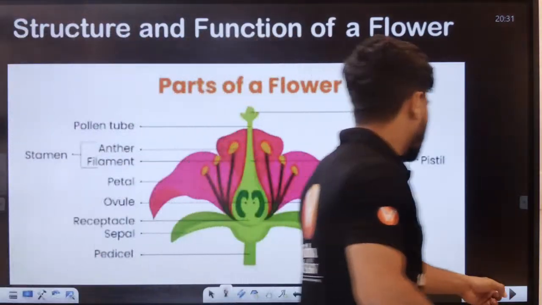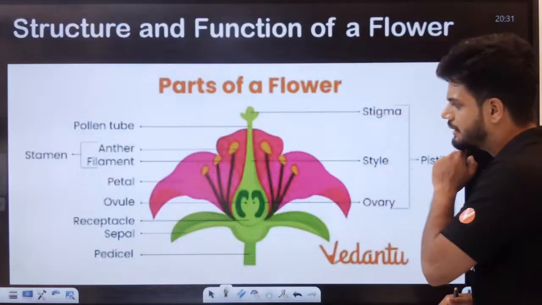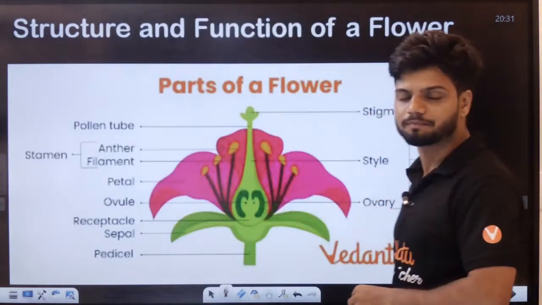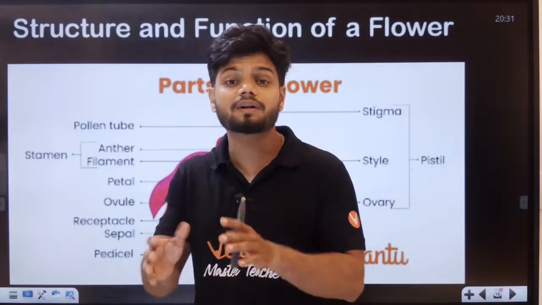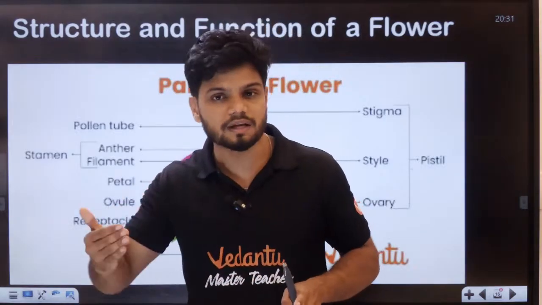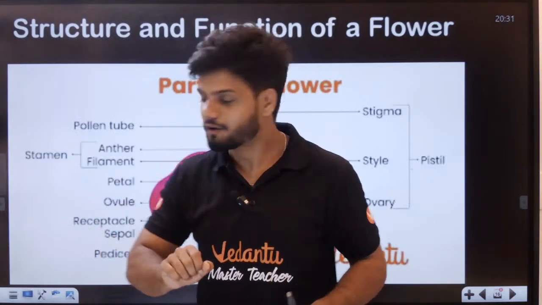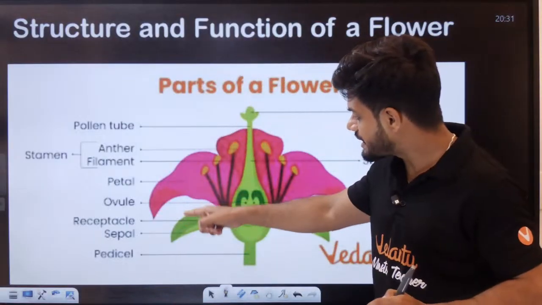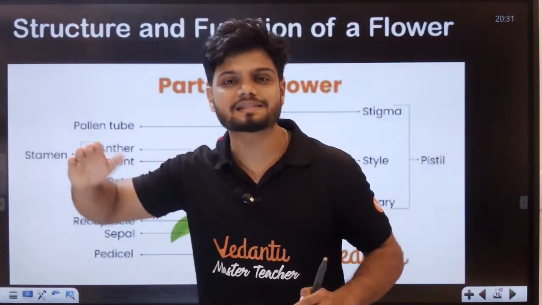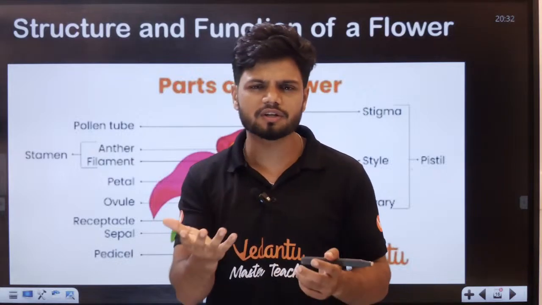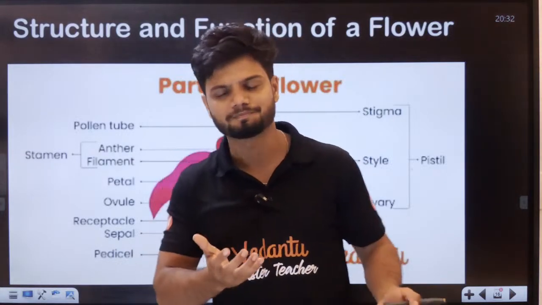Now all of you need to remember that androecium and gynoecium are called essential whorls. Without them, reproduction cannot happen. While the calyx and corolla are called non-essential because their main function is just attraction and protection.